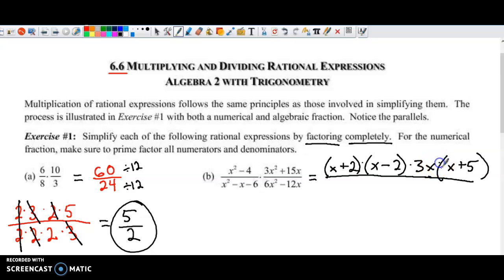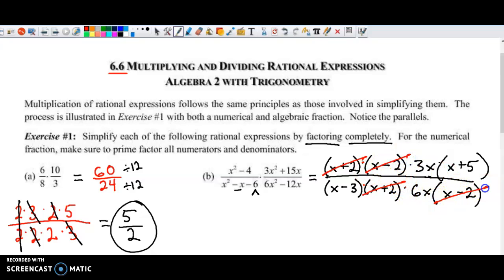So let's factor the denominator. Factors of negative 6 that add to be negative 1 would be x minus 3, x plus 2. And then over here we also have a GCF, greatest common factor of 6x. And you'd be left with x minus 2. And double check that this is right, because 6x times x is 6x squared, and 6x times negative 2 is negative 12x.